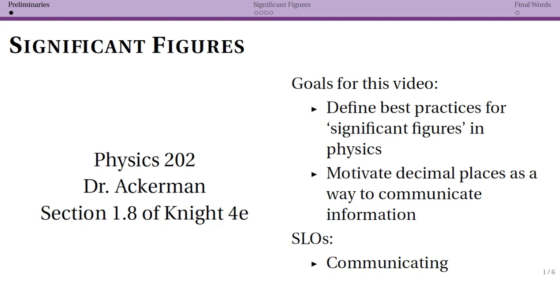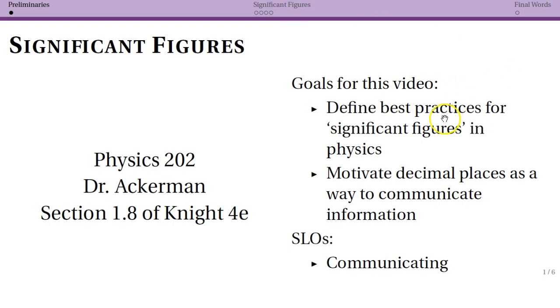This video is going to cover the topic of significant figures, which I typically abbreviate and just call sig figs. So that's what that means when you see that written out or when I say that. There are really two big goals that we need to think about with significant figures.